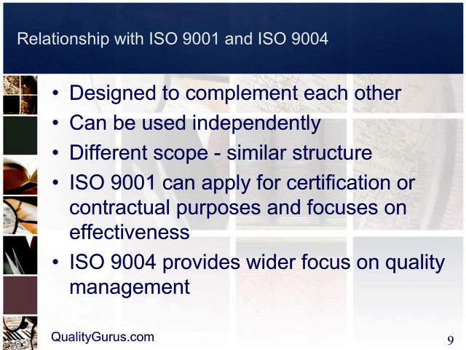ISO 9001 and ISO 9004 are quality management system standards which have been designed to complement each other but can also be used independently. 9001 can be used for certification or for contractual purposes. 9004 provides a wider focus on quality management than 9001. It addresses the needs and expectations of all interested parties and their satisfaction. However, 9004 is not intended for certification, regulatory, or contractual use. The latest version of ISO 9004 was published in year 2009.